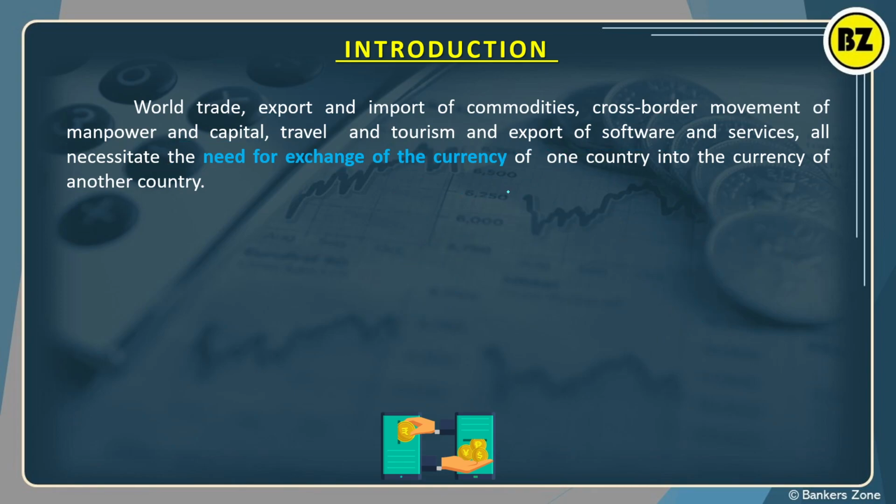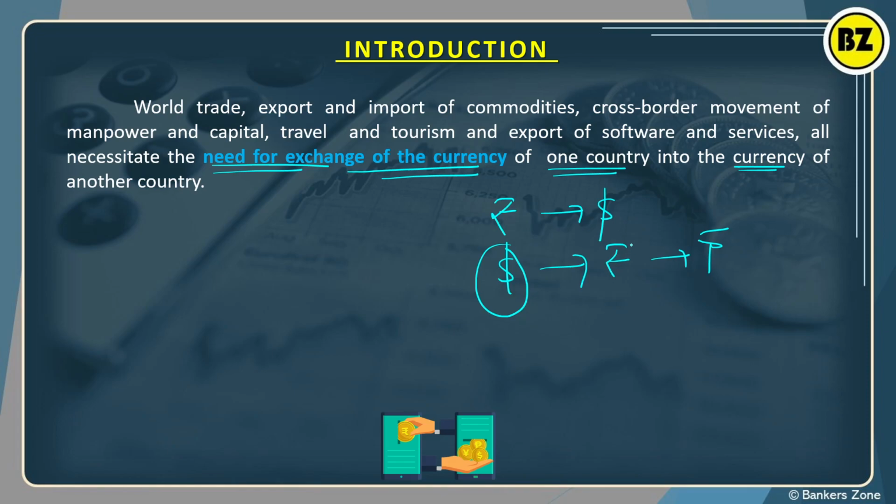So these are the reasons why we need the exchange of the currency of one country to the currency of the other country. That means currency conversion from rupees to dollars, dollars to rupees, or Japanese yen, like that. Currency of one country has to be converted to the currency of another country. Why? Because we are doing business like trade, import and export, cross-border movement of manpower, capital movement, and travel and tourism. So these are the reasons why we need to change one currency to another.